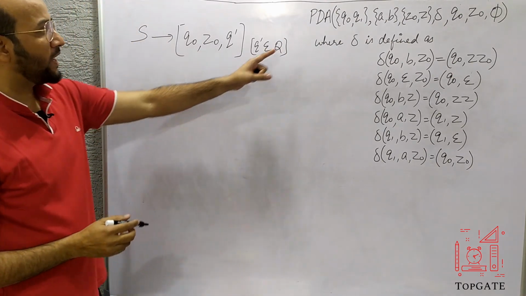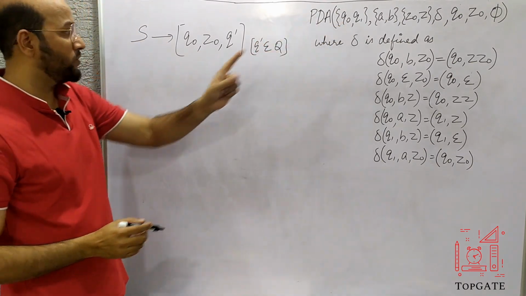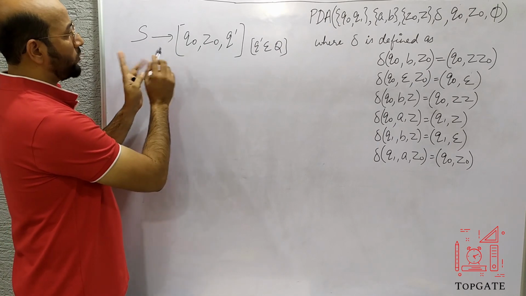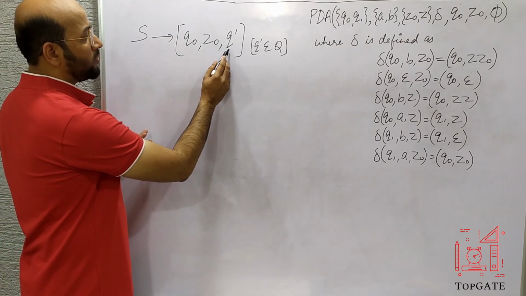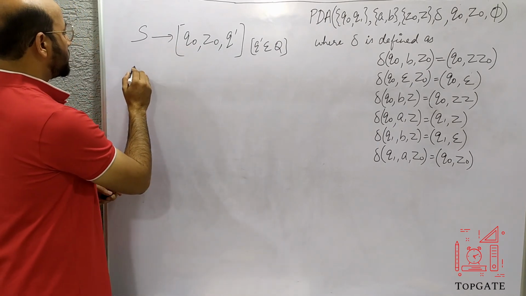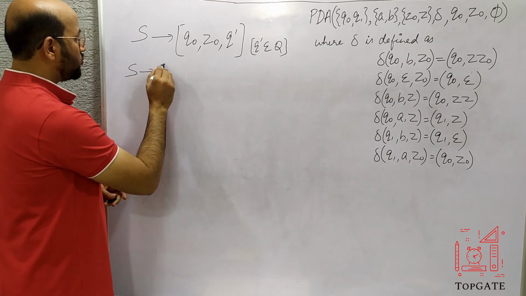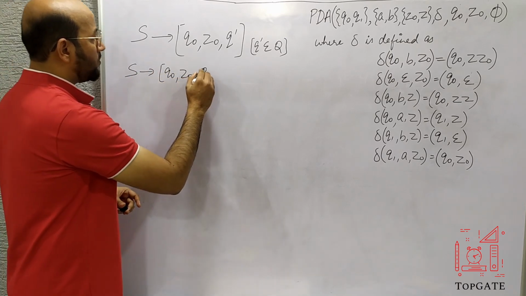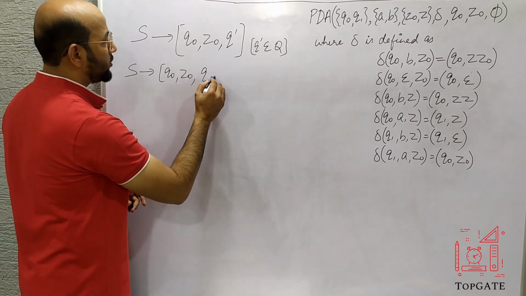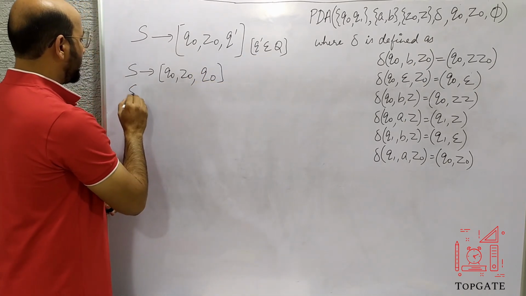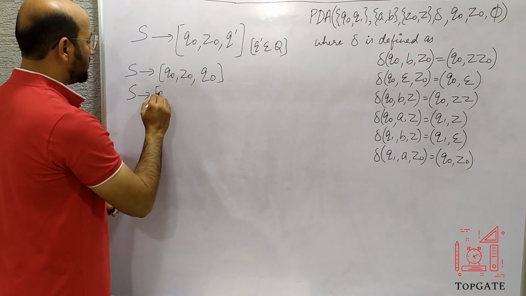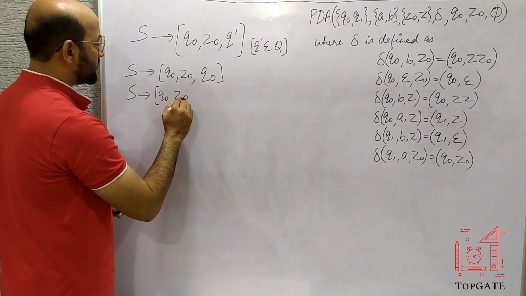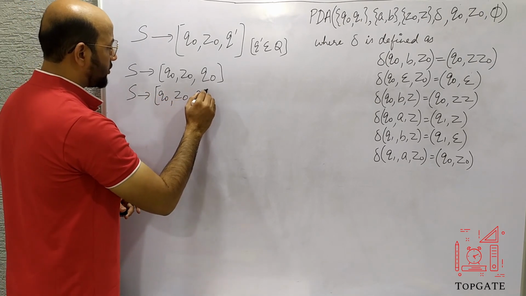Now capital Q has 2 states, Q0 and Q1, therefore I'll get 2 rules for the start symbol: one with Q0, and one with Q1. So S tends to Q0 comma Z0 comma Q0, keeping it as Q0 only. And then S tends to Q0 comma Z0 comma Q1 again.